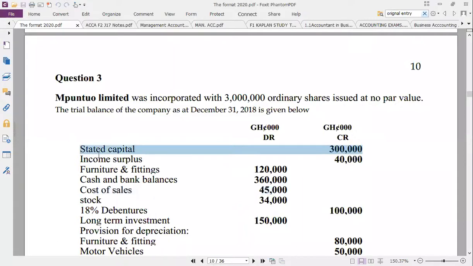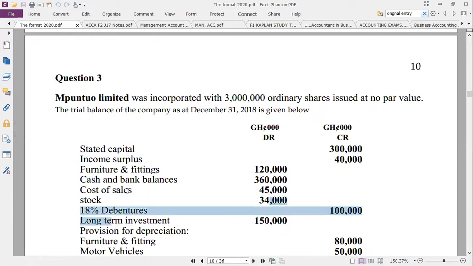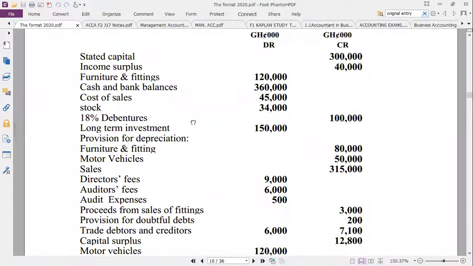Income stated capital, no. Income surplus, no. No. No. Like that. If you use your eyes to point on them, in fact, sometimes the items are scattered or spread through the question. So if you go one after the other, it helps you not to leave any of them out.